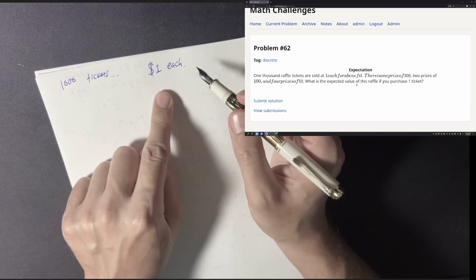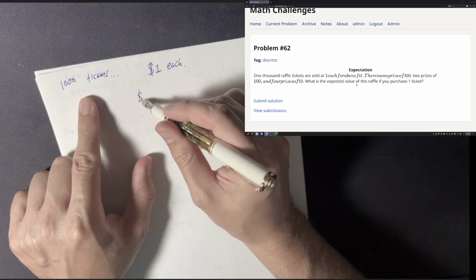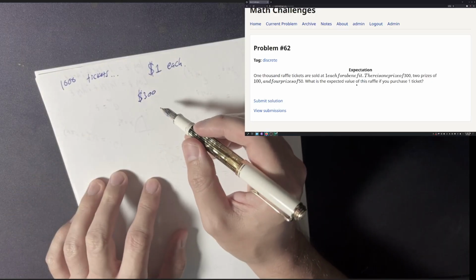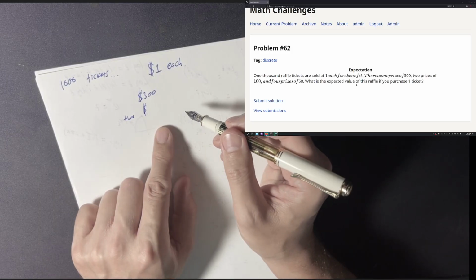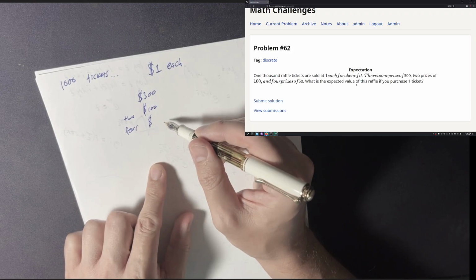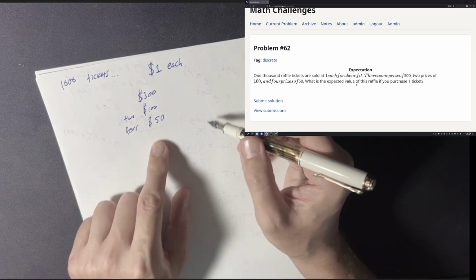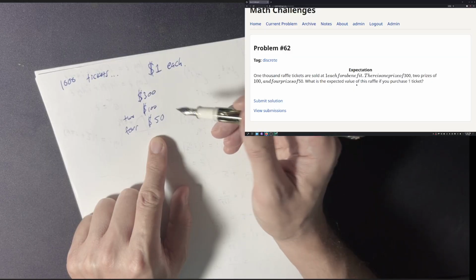But the point is, tickets cost $1. And then there are 3 prizes. There's 1 prize worth 300. There's 2 prizes worth 100. And there's 4 prizes worth 50? Yep. So these are the potential winnings. What's the expected value of this when you purchase 1 ticket?